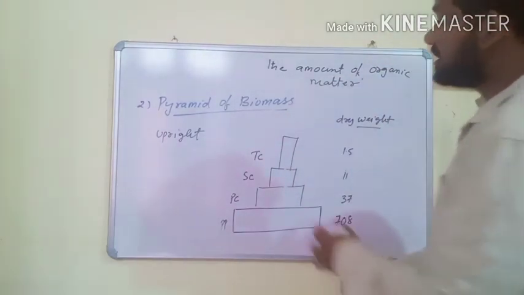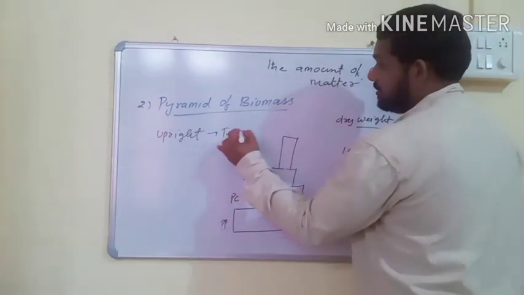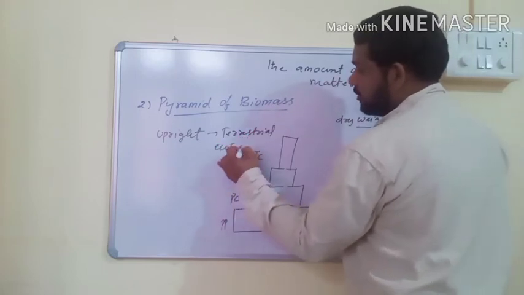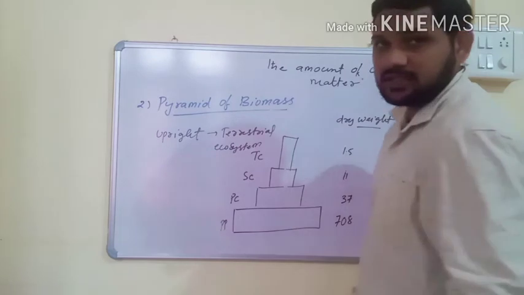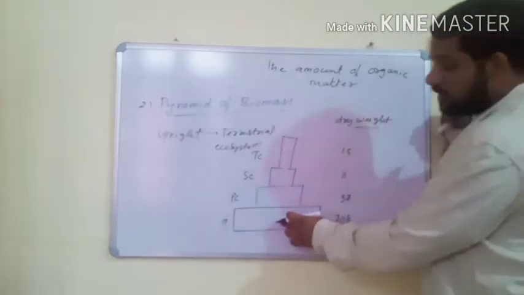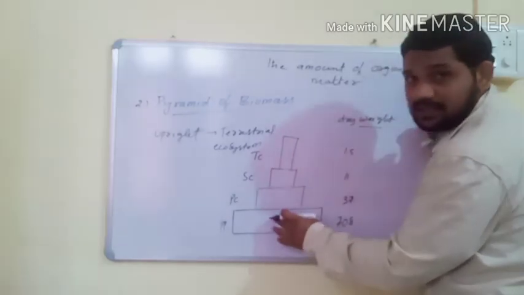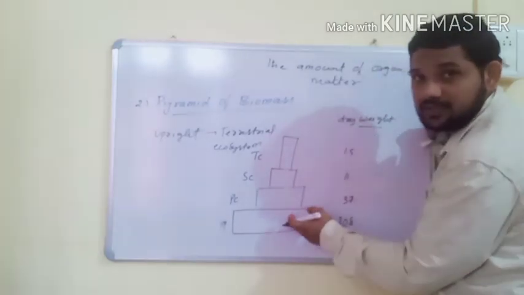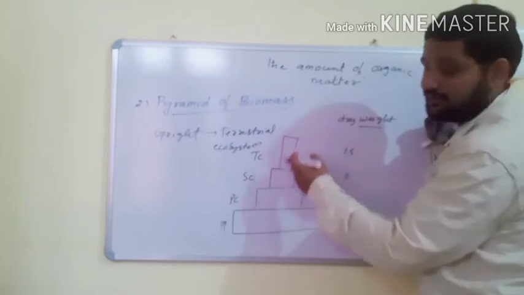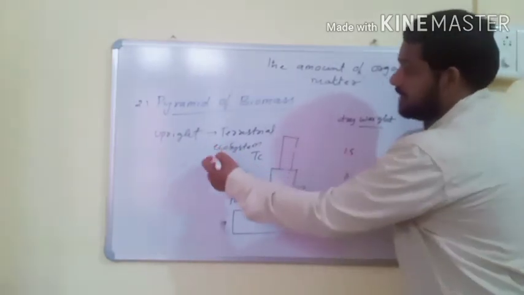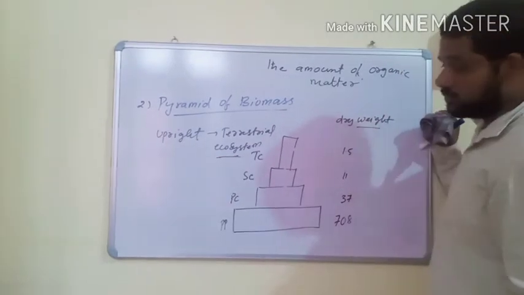In terrestrial ecosystems, the pyramid of biomass is always upright, because of the large amount of biomass present at the producers level, and the available biomass gradually decreases with rising trophic levels. That's why the shape of the pyramid is upright in the case of terrestrial ecosystems.